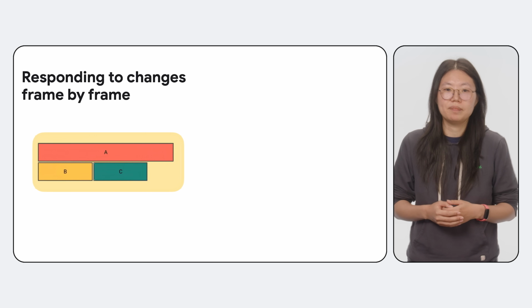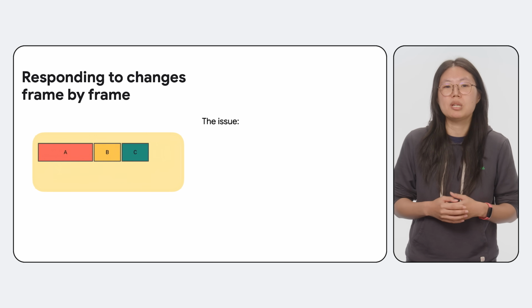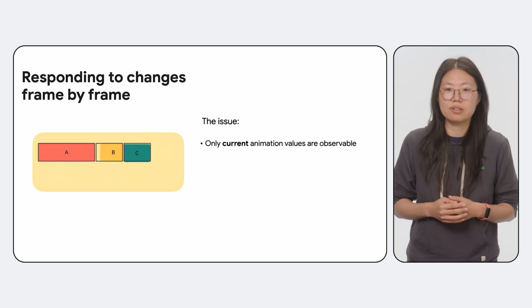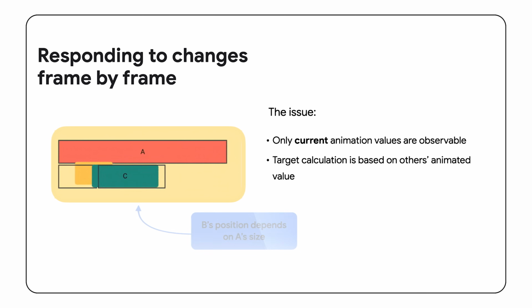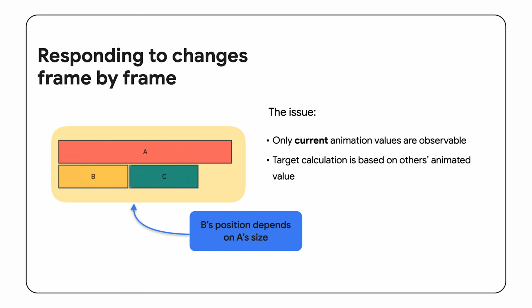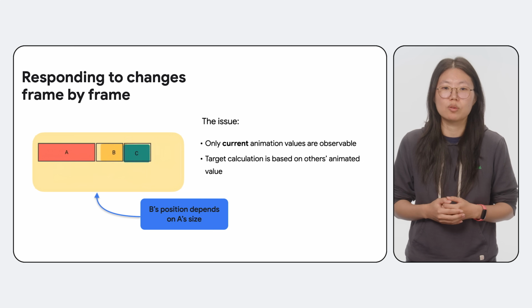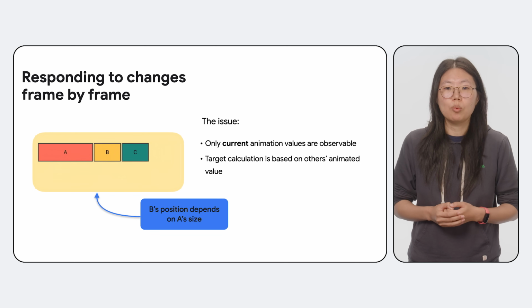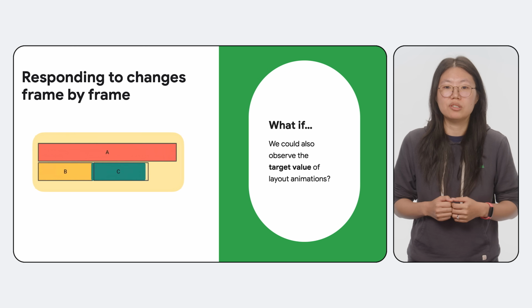What's causing this? The issue here is that only current animation values are observable in the layout system. There's no way to know the target size or position of other layouts. Therefore, each item has no choice but to calculate its target based on the others' animated values. In this example, B's position is based on A's size, but B can only observe A's animated size. Therefore, whenever A's animated size changes, B's target position changes, and that is every frame. This constant target change is why the animation looks very reactive, and I think you will agree with me that this is not ideal.